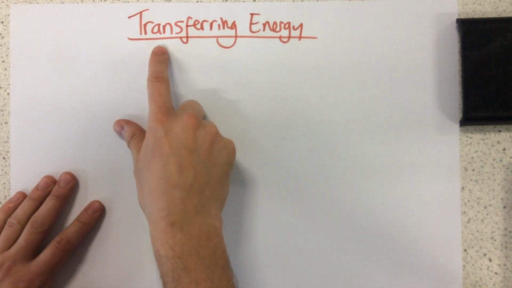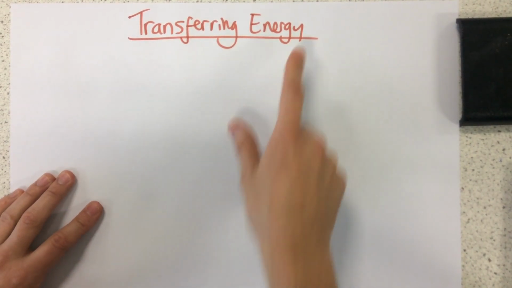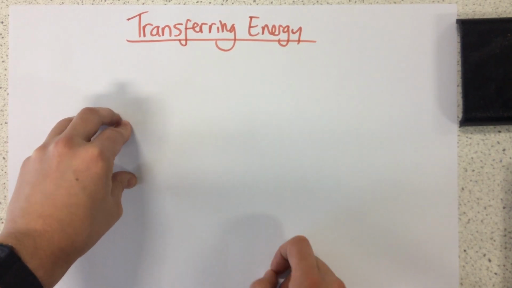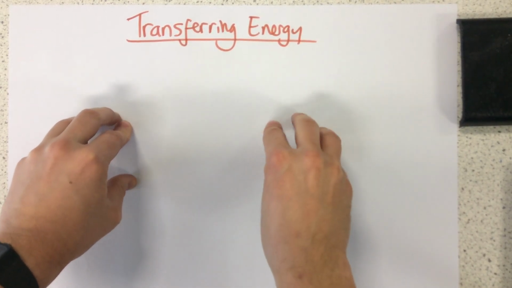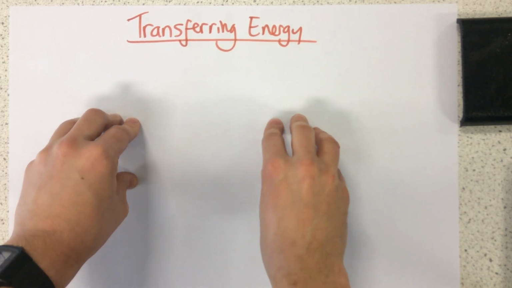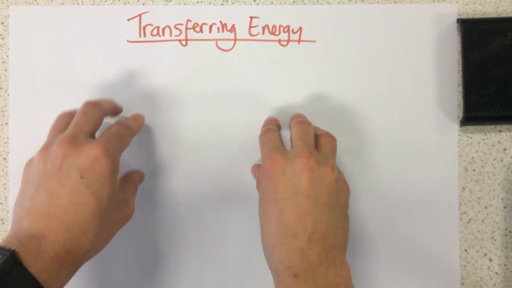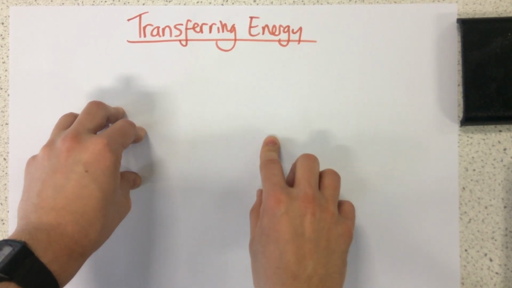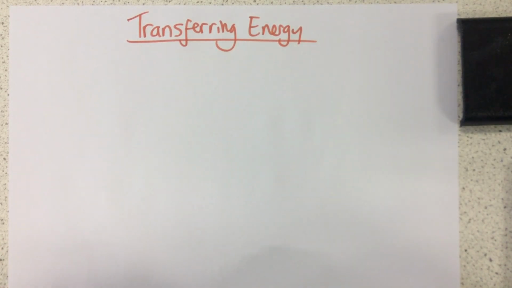Okay, today I'm going to talk to you about transferring energy. Now all that this means is when we start off with energy in one store and then we end up with energy in another store. We're looking at how to draw diagrams to show how energy goes from one store to another, and we need to know the 4 different mechanisms by which it does this.